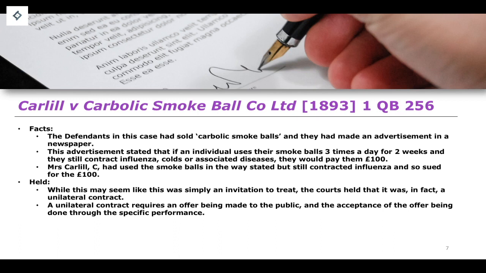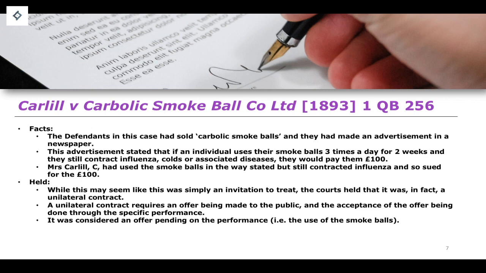Another example is if I was to lose a pet, and I was to put up lost cat signs, saying £100 for anybody who goes and finds my cat. That could be representative of a unilateral contract, because what is being done here is I'm making an offer out to whoever performs what I want them to do, go and find my cat, at which point acceptance is established. So that is essentially the line of argumentation that was taken in this case, because it was considered to be an offer contingent on the performance of the specific thing, i.e. the use of the smoke balls for a specific amount of time and the still contracting of influenza.